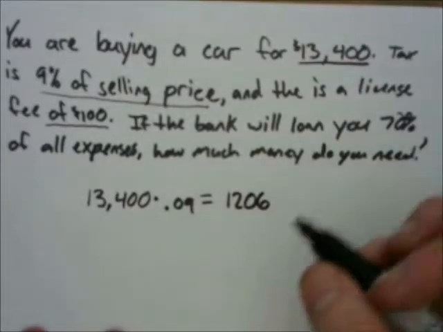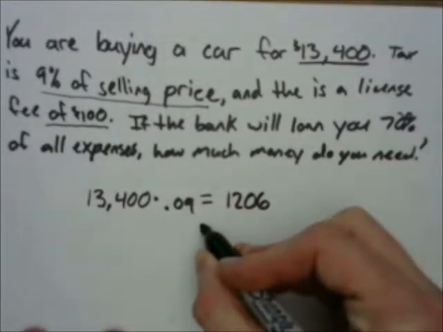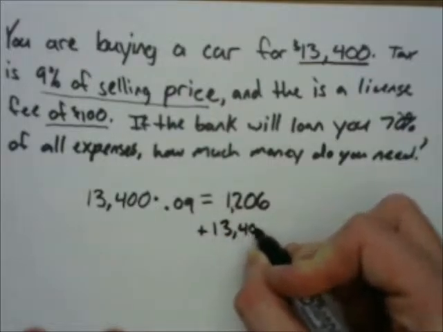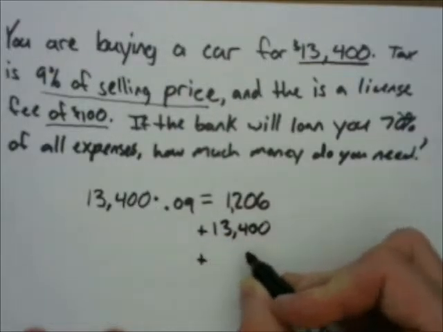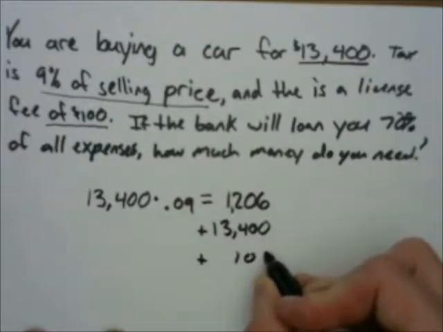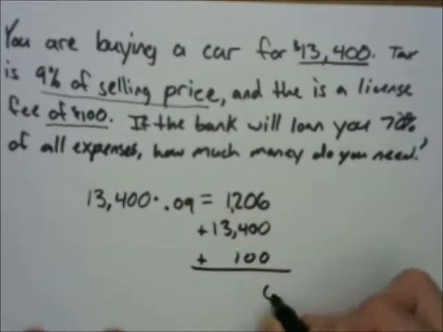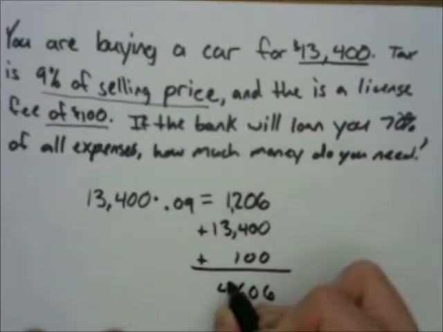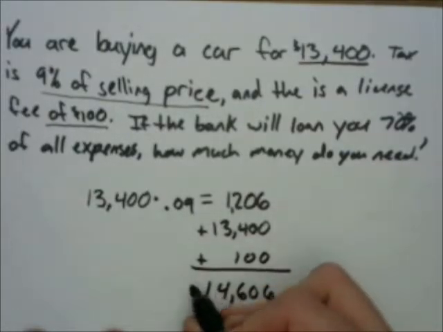In addition, we have to pay for the car itself, so I'm going to add to that 13,400. And in addition to that, I'm paying the $100 license fee. So if we go ahead and add that up, and this is not too bad, so I'm going to do it by hand, I get $14,606.